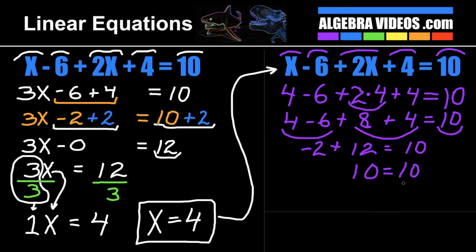Okay, so we plugged x equals 4 into our original equation. We got two numbers that are equal, right? So that proves that x equals 4 is a solution. In fact, it's the correct solution. And so now we know not only did we solve the problem, x equals 4, we know we did it correctly. We're sure we got the right answer. And so for that, I'm going to give us an A+.